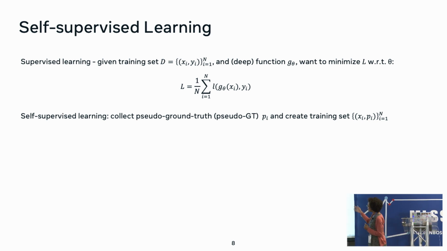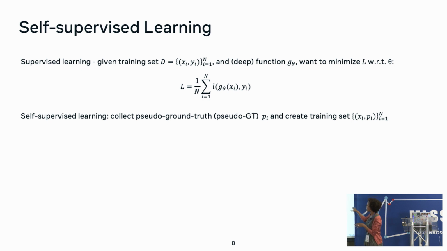So with self-supervised learning, rather than have these ground truth labels collected by humans, denoted by yi up there, we're going to collect some kind of pseudo-ground truth, denoted by pi, and then we're going to create this new training set. This training set is going to be pairs of xi, pi, where pi has been generated automatically.